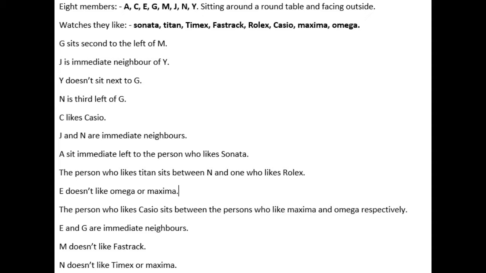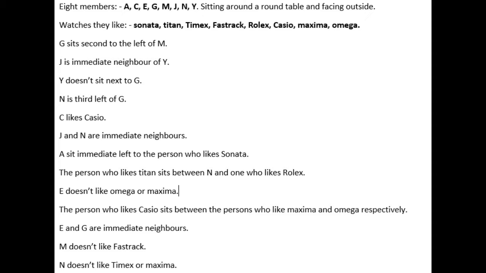After this, they have given us certain conditions, which are: G sits next to the left of M. J is an immediate neighbor of Y. Y doesn't sit next to G. N is third left of G. C likes Casio. J and N are immediate neighbors. A sits immediate left to the person who likes Sonata. The person who likes Titan sits between N and the person who likes Rolex.